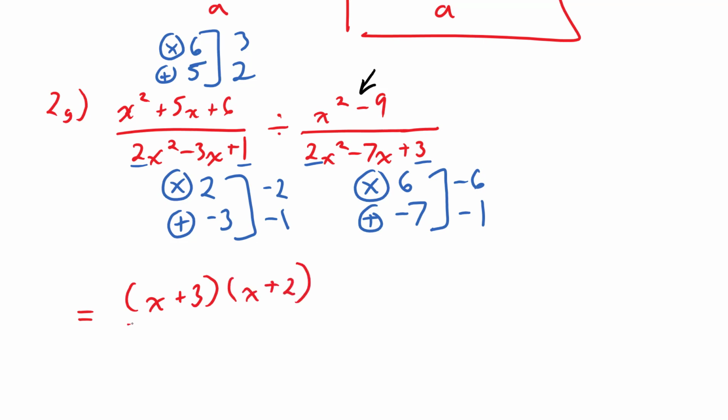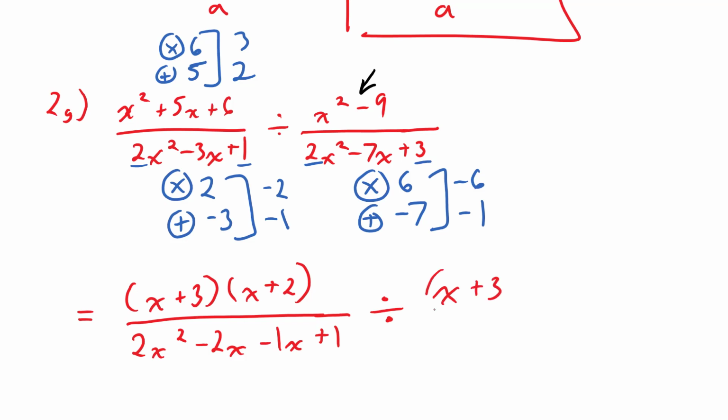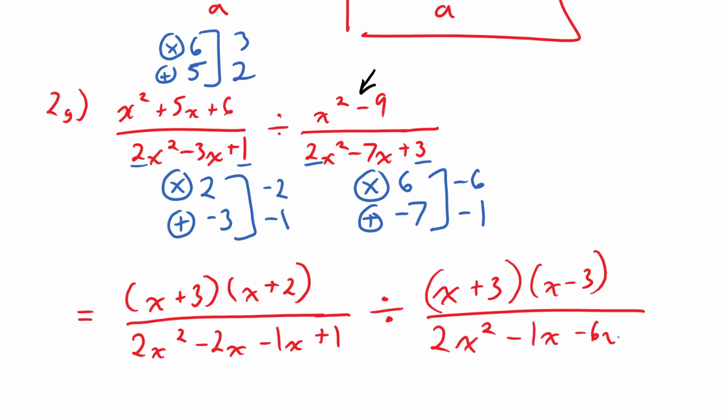So simple trinomial, pretty easy to factor. Complex trinomial, we have to decompose that middle term. Divide that now by difference of squares, x plus 3, x minus 3. And on the bottom here, we have to decompose that middle term again because it's a complex trinomial. Let's group those, and take out common factors.